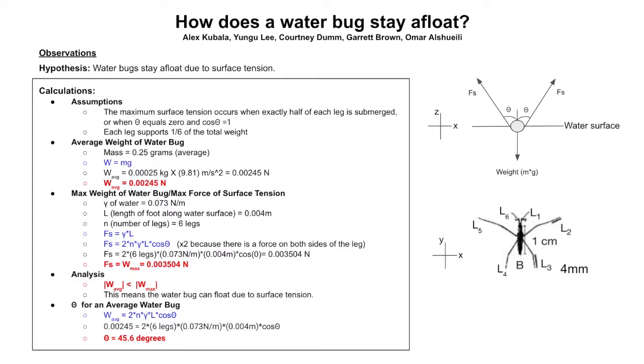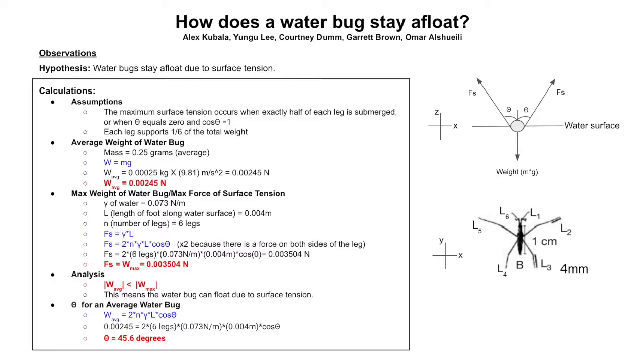Because our value for the average weight of a water bug was less than this maximum allowable weight force, this means that our bug will be able to stay afloat due to surface tension. For some further analysis, we calculated the angle theta for our average water bug. This angle was found to be 45.6 degrees and would correspond to a state in which the bug's leg was not half submerged and would be less submerged.